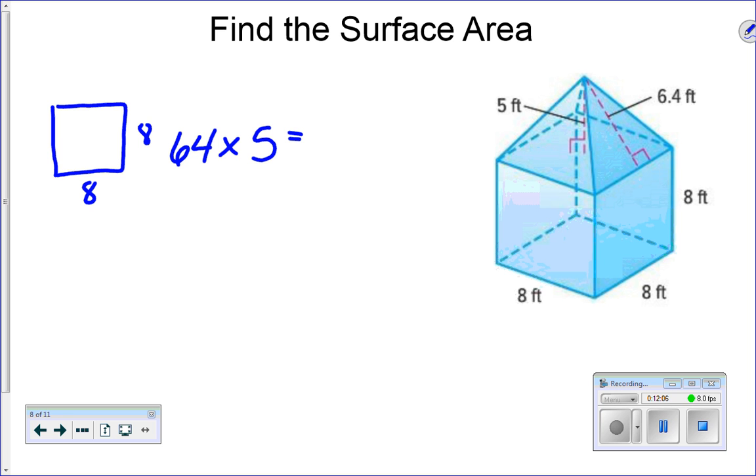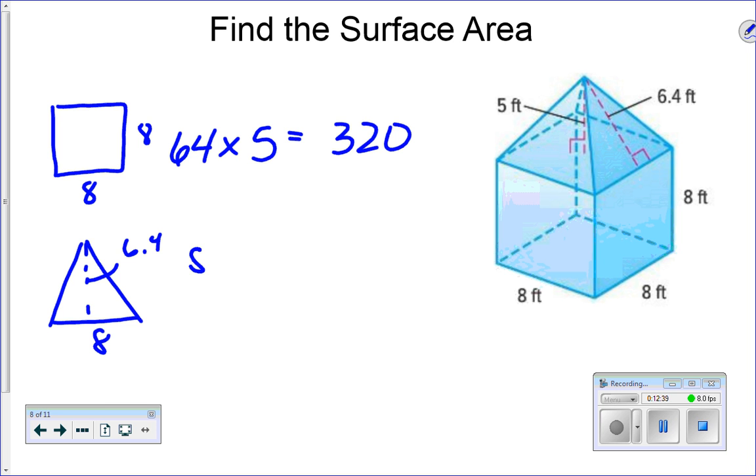Okay, so I'll even help you out. 64 times 5. 320. So we're done with our squares already. So now your triangles. Okay, what's the base of the triangle then? 8. Nice work. And then what height do I need here? 6.4. Remember, because you need the slant height. So you could take 8 times 6.4.